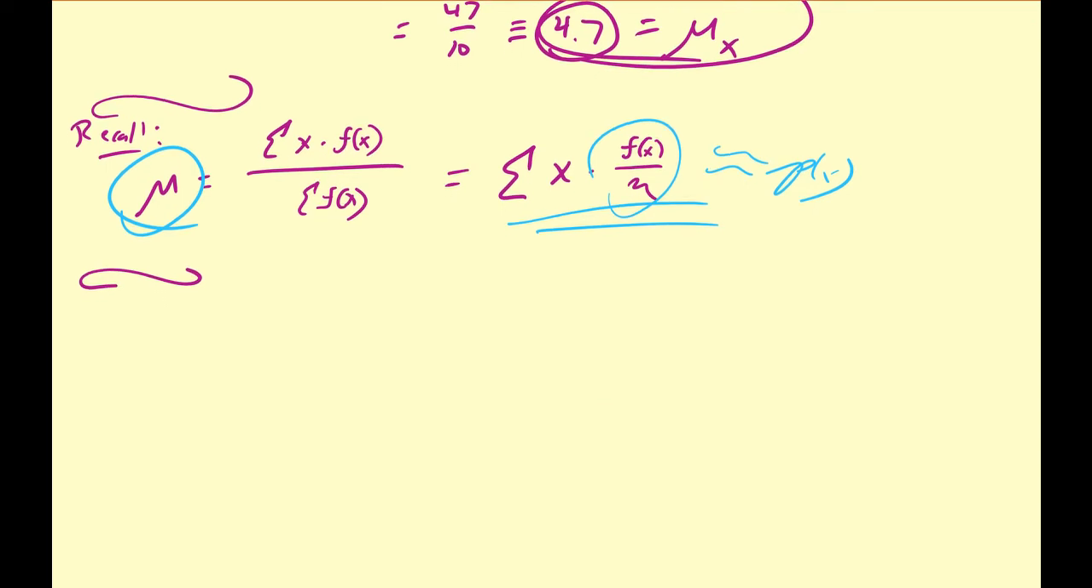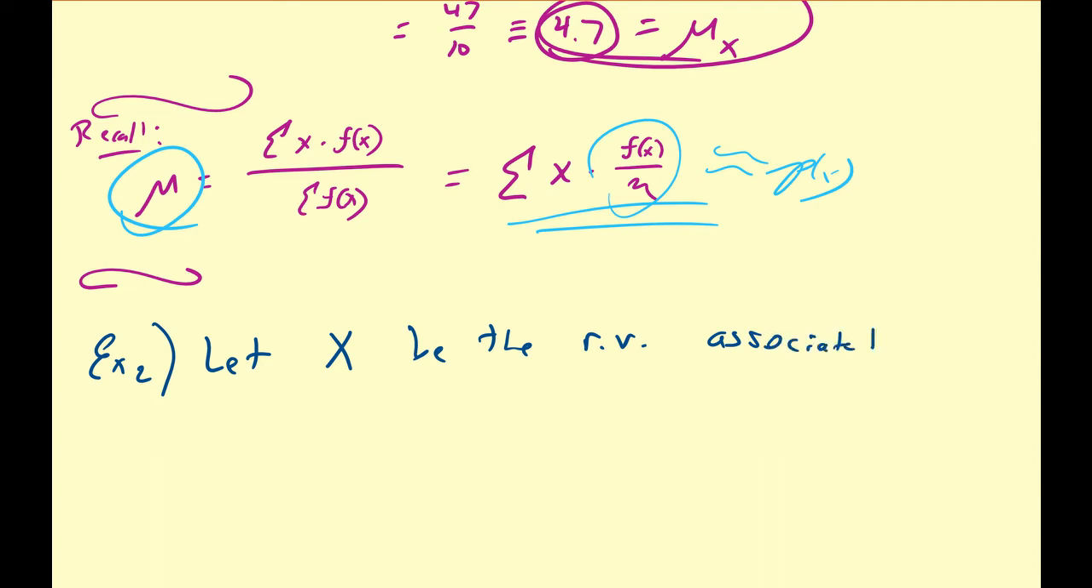So let's look at another example. Example 2. So let x be the random variable associated with rolling 2 four-sided dice.